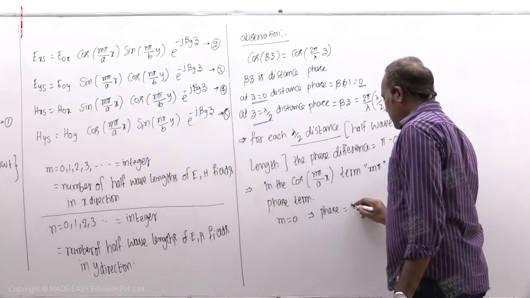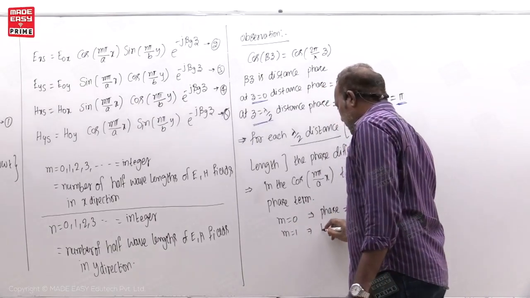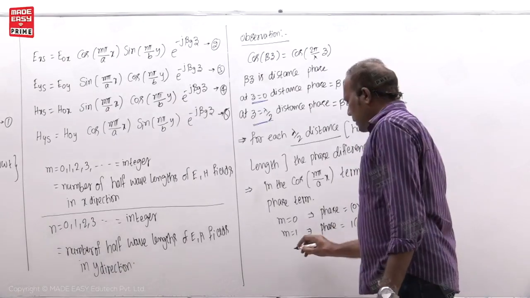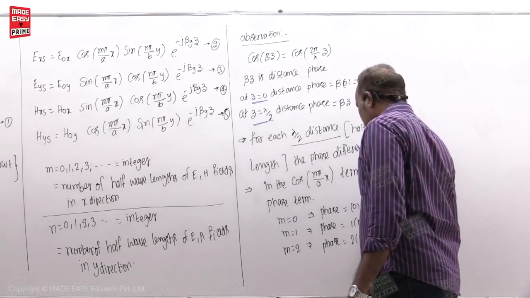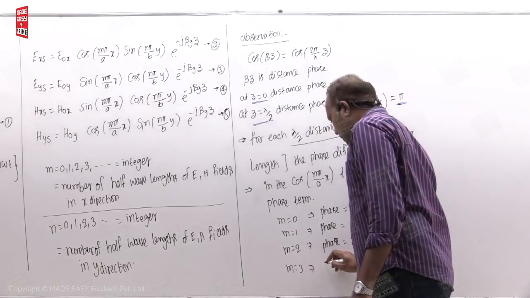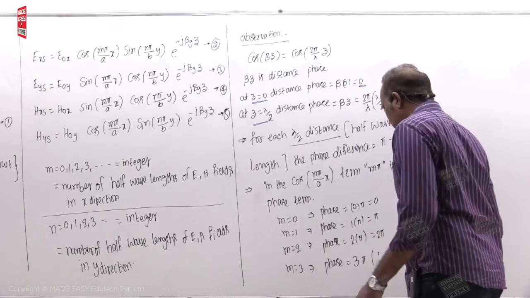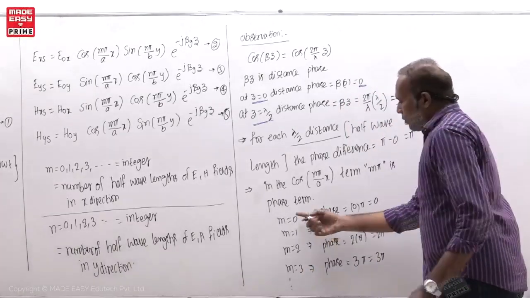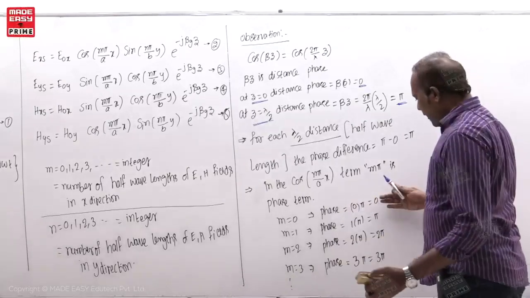Now m is 0, that implies phase is equal to 0 into pi, which is 0. m is equal to 1, that implies phase is equal to 1 into pi, which is pi. m is equal to 2, phase is equal to 2 into pi, which is 2 pi. Like that going on, m is equal to 3, phase is equal to 3 into pi, students. So for each increase of integer, the phase also changes.